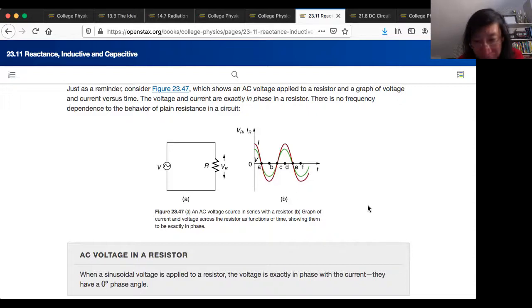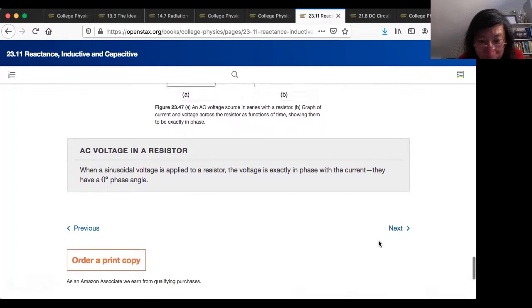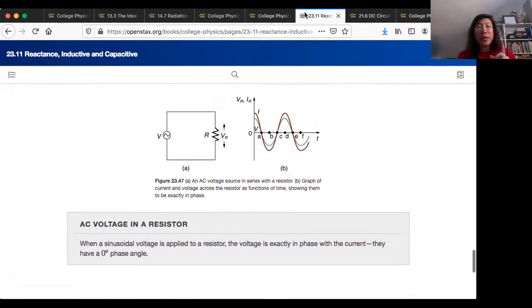Pretty cool. All right, so we now have the ingredients we need. If you put an inductor in a DC circuit, we know what it does. If you put a resistor in a DC circuit, we already knew what it does from before.